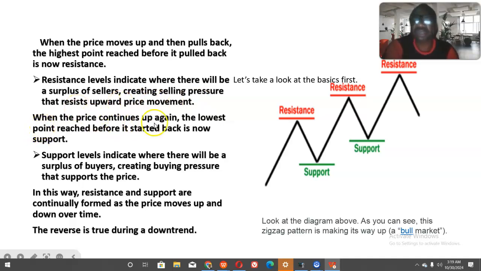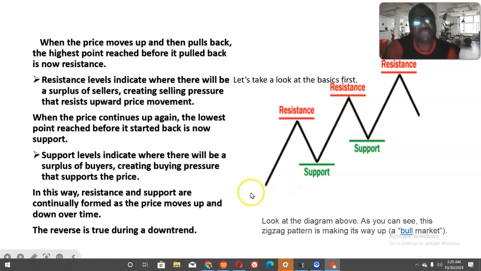Now, when price continues up again, the lowest point reached before it starts back up is what? Support. So I talked about this. A support level indicates where there will be a surplus of buyers, creating buying pressure. That is here. People will be waiting to buy at this level, so that as price goes up, they will make more money and sell high.